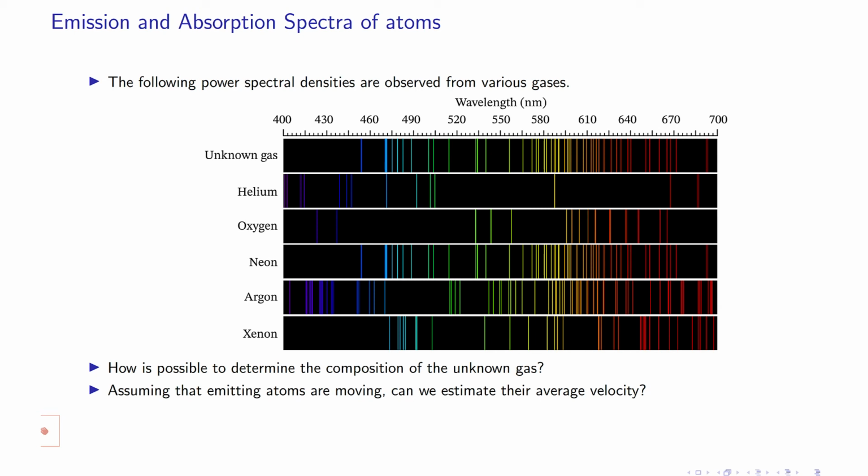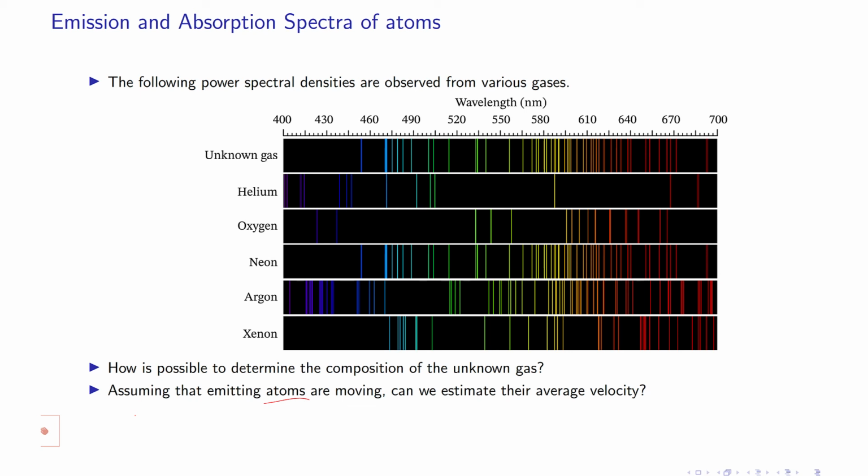Assuming that the emitting atoms are moving, can we still estimate their average velocity? Because if atoms inside the Sun are moving, or if we have a star which is very far from us and it is moving with respect to us, it will have some Doppler. And Doppler means frequency shift. So we want to know, can we determine the speed of stars which are very far from us? Can we determine the composition and chemistry of those things?